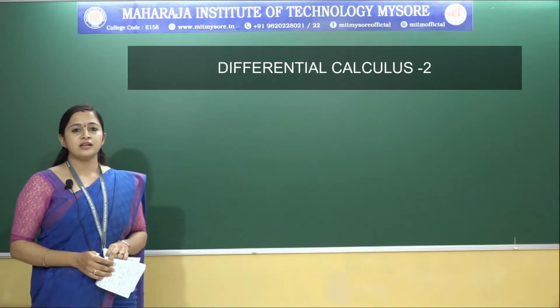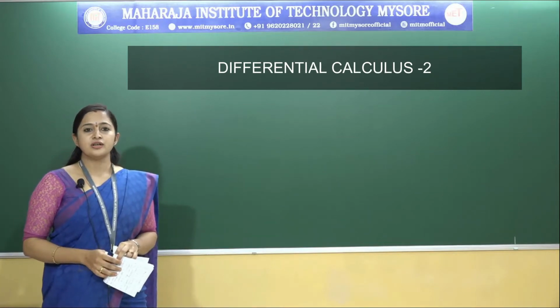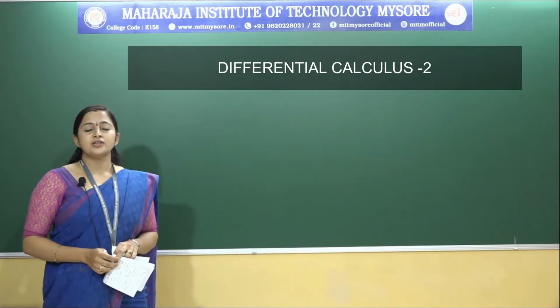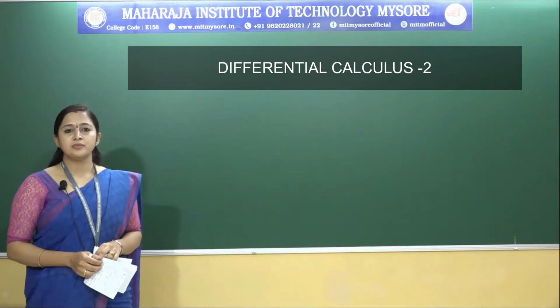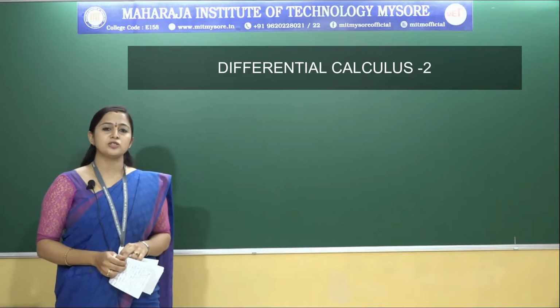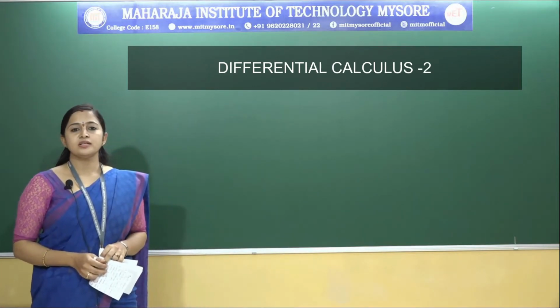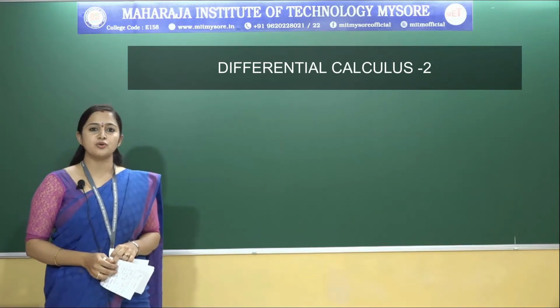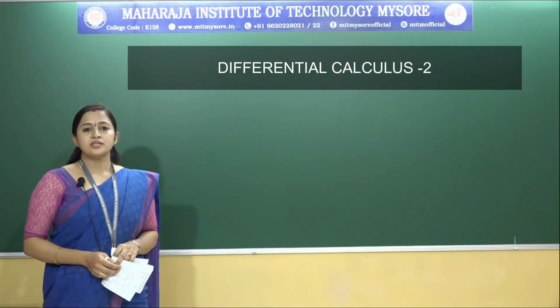Then the Differential Calculus 2. So the syllabus of the Differential Calculus 2 prescribed by the VTU University. The first you have the infinite series. In that you have the Taylor's and Maclaurin series. The second one is indeterminate form. In that you have the L'Hospital rule. The third one is partial derivative. Fourth one is maxima and minima of the function of two variables and its application. The last one is Jacobian.